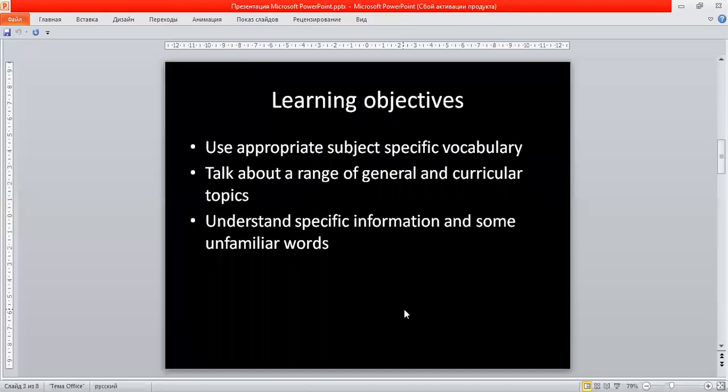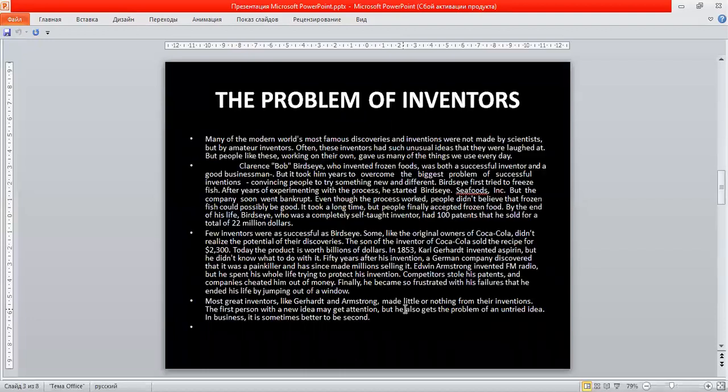Learning objectives. Use appropriate subject-specific vocabulary. Talk about a range of general and curricular topics. Understand specific information and some unfamiliar words. Now, we are going to read a new text. While reading the text, try to understand the whole sentence and guess new words. After reading the text, we'll discuss it and you'll answer the following questions.